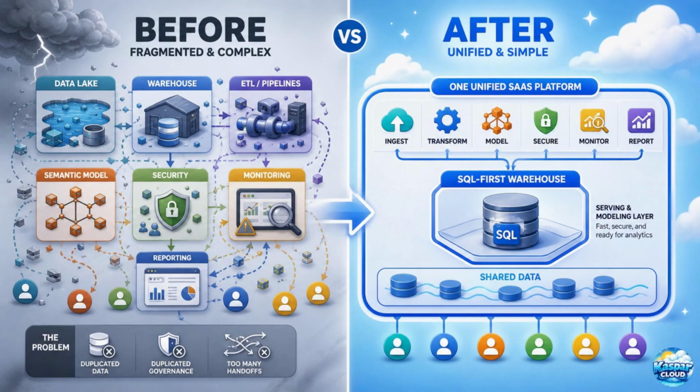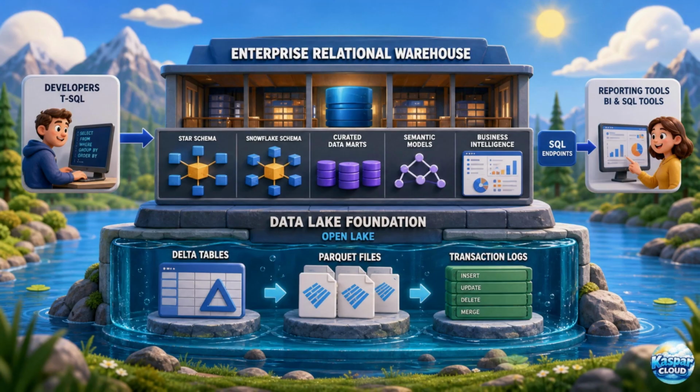Within this architecture, the warehouse workload becomes the SQL-first serving and modeling layer that supports governed enterprise analytics while remaining tightly integrated with the broader Fabric ecosystem. Microsoft Fabric Data Warehouse is best understood as an enterprise relational warehouse built on top of an open data lake architecture. It is designed primarily for structured analytical workloads such as dimensional models, star schemas, snowflake schemas, curated enterprise data marts, semantic modeling, and large-scale business intelligence reporting.